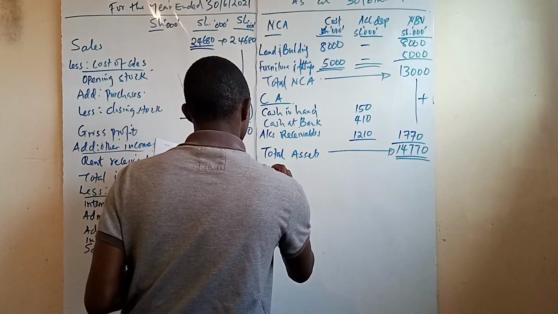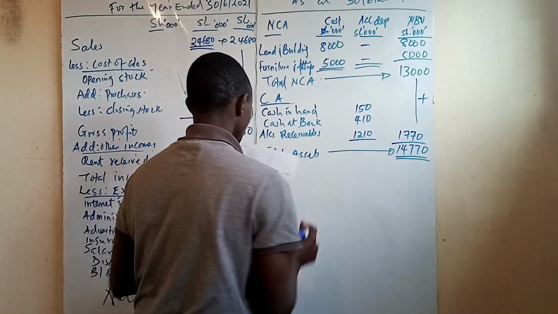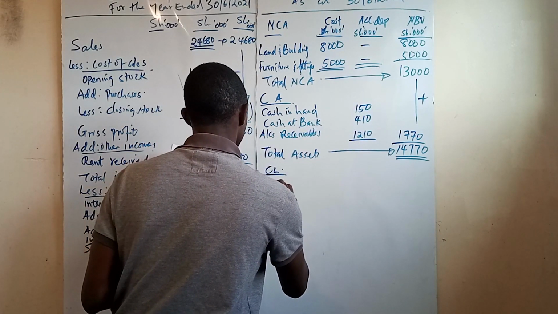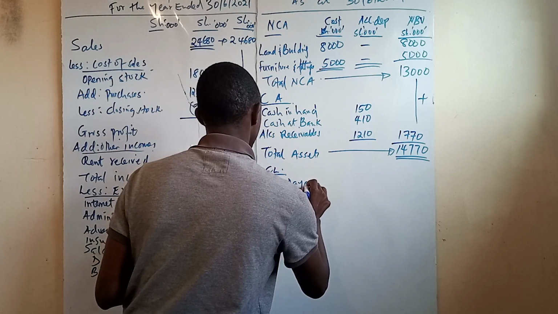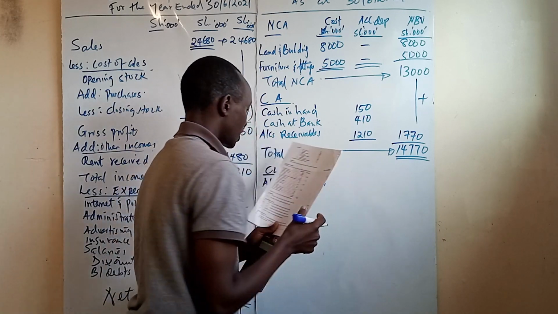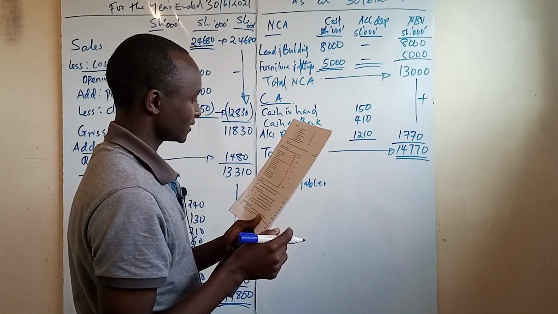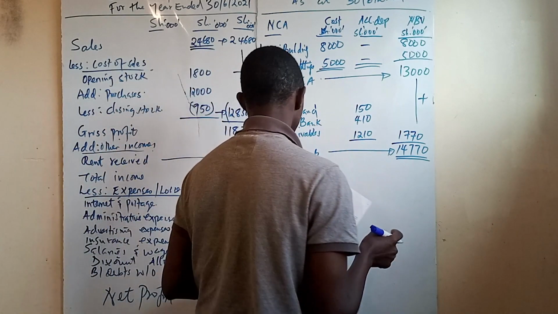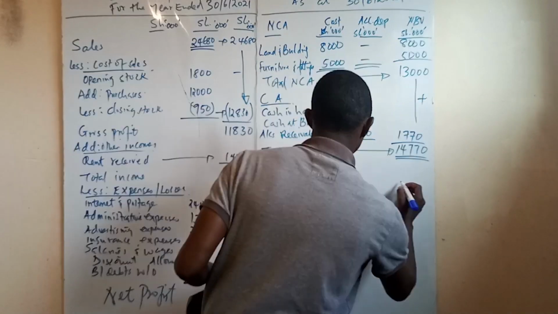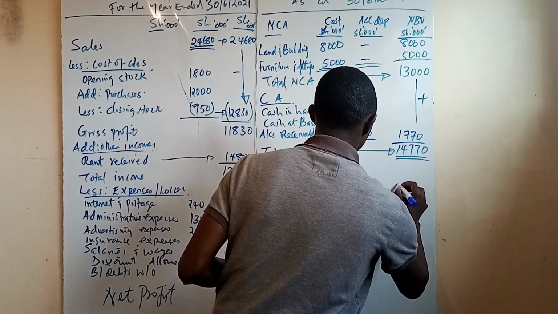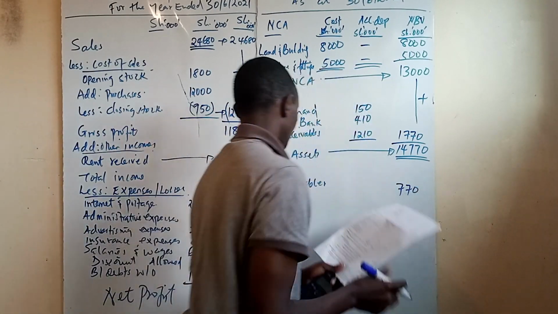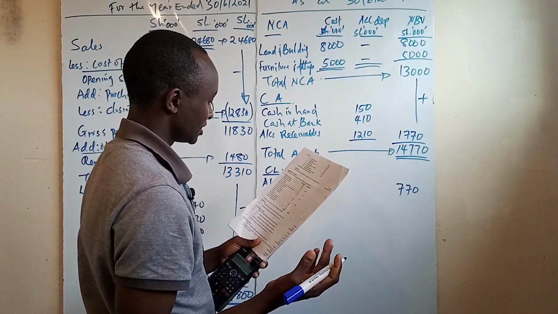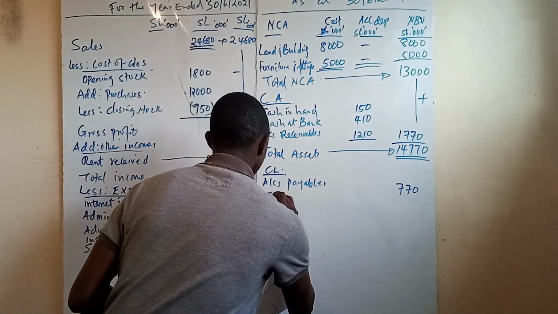So let's look at the current liabilities first. We have the accounts payables. Account payables, I can see from the question, and I don't think we have any other short-term liabilities. So we are going to take to this other end 770. Then you don't have the non-current liabilities. So you move to financed by.